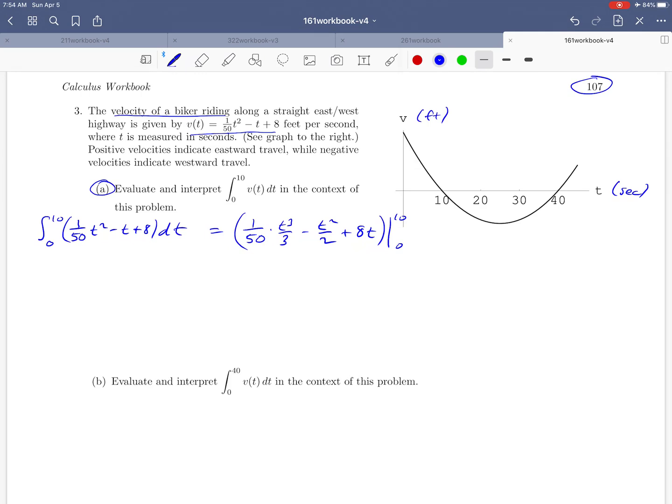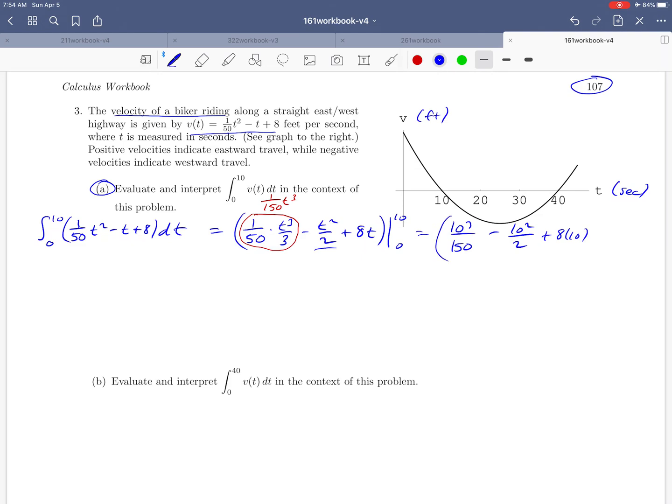If we do that, we might notice that we can consolidate this first term into one fraction and write that as 1/150 t cubed. I'm going to use that when I do the calculation over here. We'll plug in our tens, and that's going to give us 1/150 times 10 cubed, or 10 cubed over 150. Then we move over to the t squared over 2 and get 10 squared over 2, plus 8 times 10.